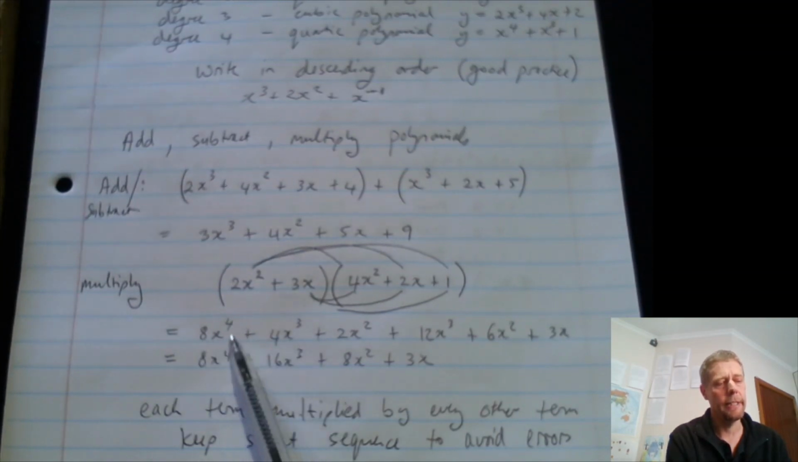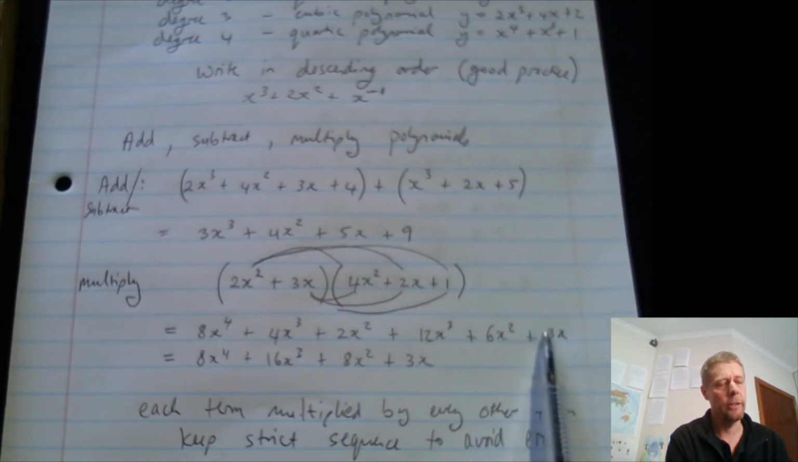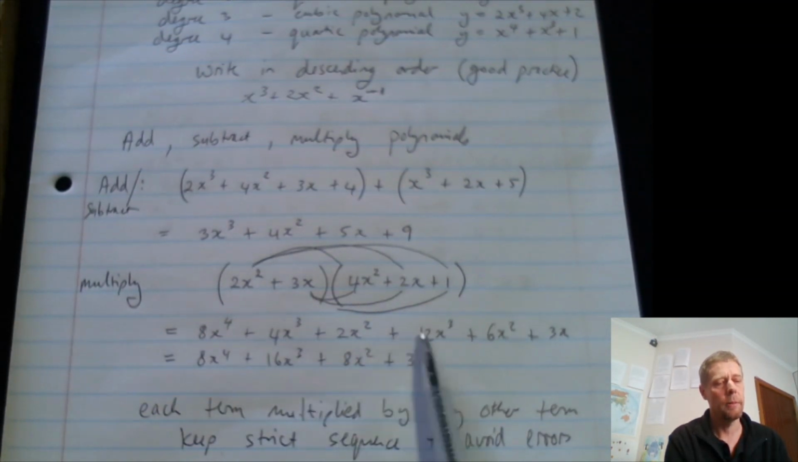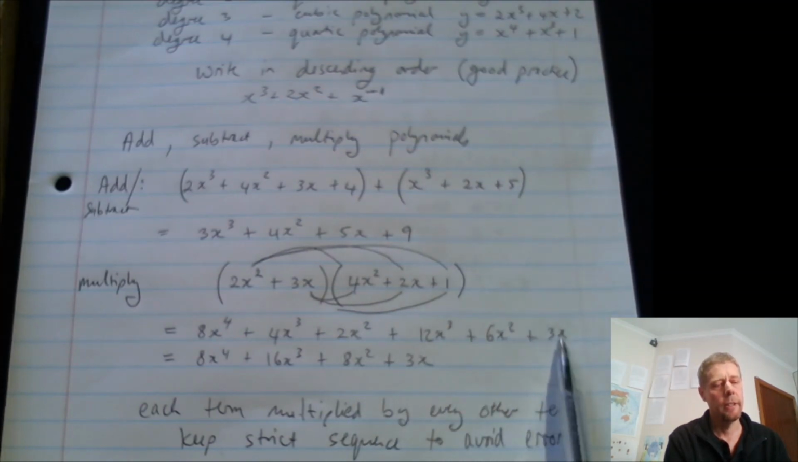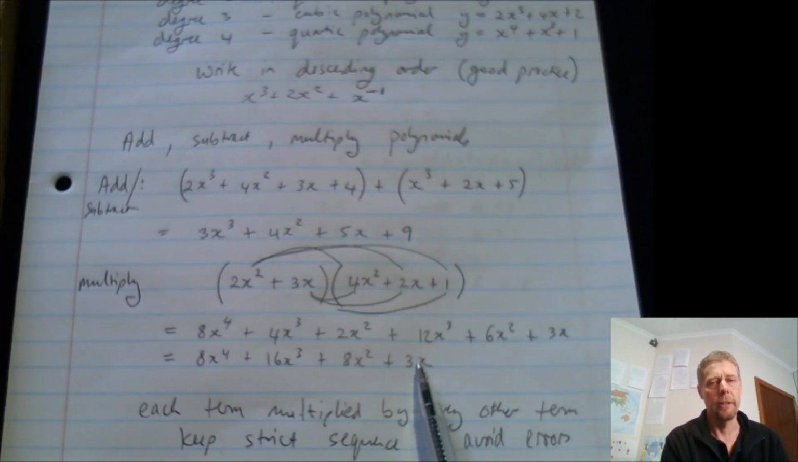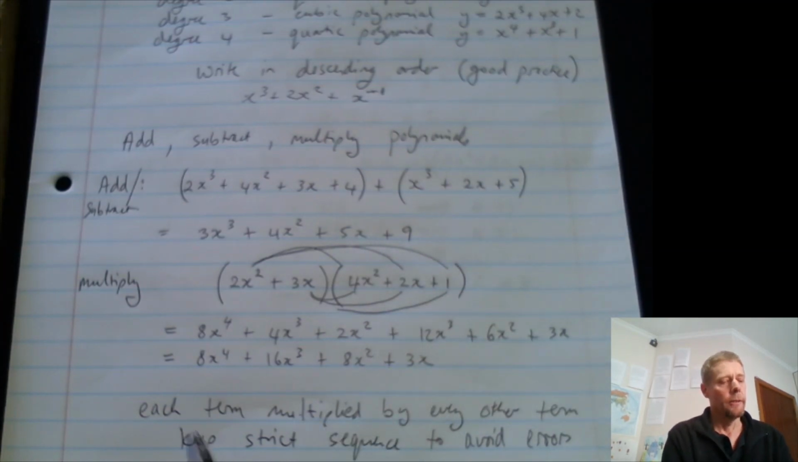So here we have the 8x to the 4. He stands alone, so there's nothing to add. He remains as he is. Then 4x to the 3 plus 12x to the 3. And so you pick out the terms in descending order, and that's the final answer. So each term is multiplied by every other term, and keep a strict sequence to avoid errors. It's really unnecessary to make an error at this stage of your sum, because often the multiplication of polynomials is just the start of a more complex example.